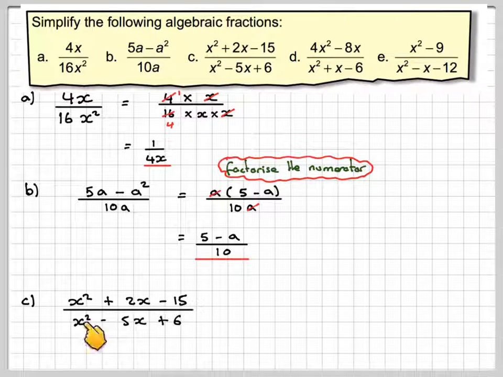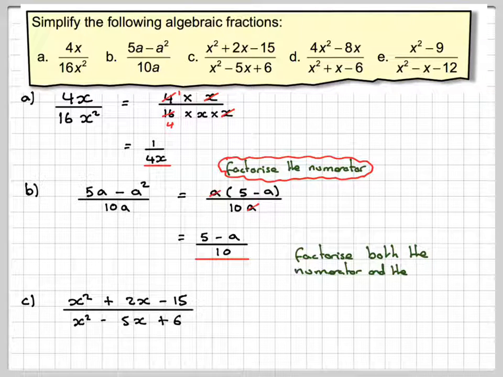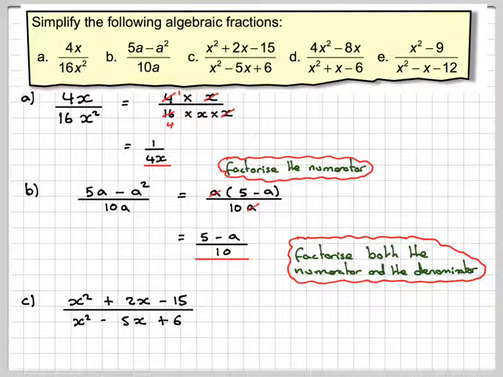When we've got a case where we've got a quadratic over a quadratic, so we've got x squared plus 2x minus 15 over x squared minus 5x plus 6, then we must factorise both the numerator and the denominator first. Now, this depends on your ability to be able to factorise quadratic expressions. If you're not able to do that, then you need to go back and master that skill first. Okay, so stop the video and have a think, you can actually factorise it first yourself.